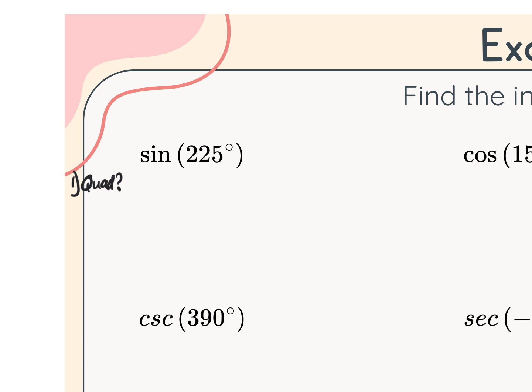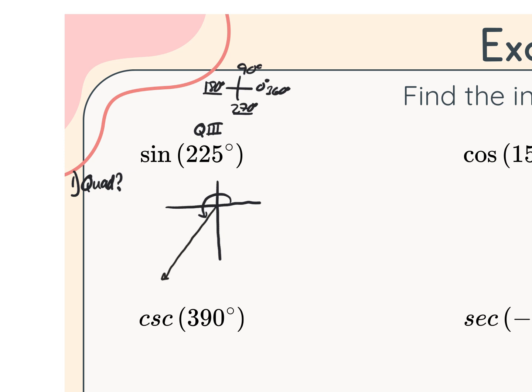And 225 is in the third quadrant. How do you know? Because we know that the quadrants go 0, 90, 180, 270, and 360. And in the third quadrant, those are the angles between 180 and 270. You guys learned that in the very first lesson of this chapter. So I know that this is in the third quadrant. So let's sketch what this would look like. Now in the third quadrant, I know that it's going to be something like that. This is kind of like the rough sketch of our angle.